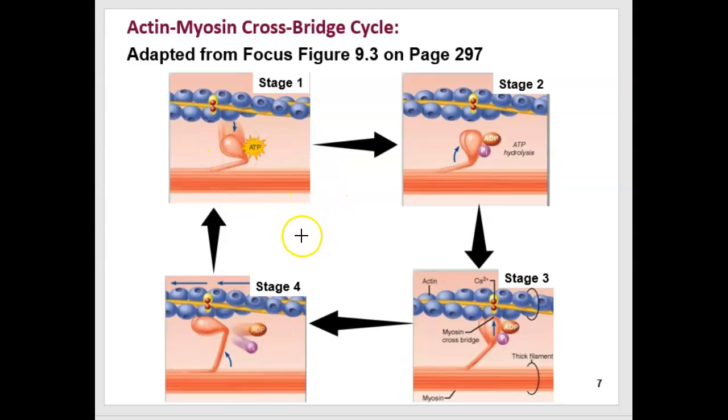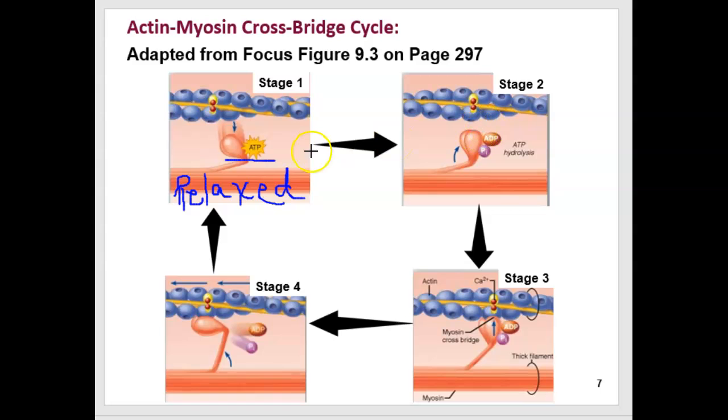Okay, there's a cycle to this formation and then detachment of cross bridges. Let's start in the upper left that's labeled stage 1. We'll consider this muscle to have just contracted, but now it's relaxing. Okay, so it's relaxed, and there's plenty of ATP around. So the myosin head binds to ATP. Now that myosin head acts as an enzyme.